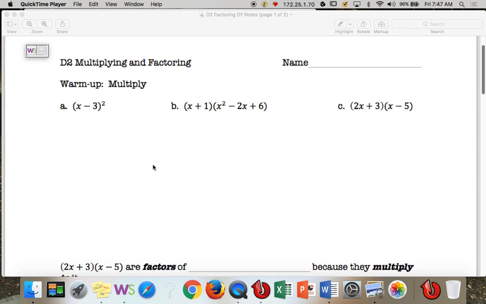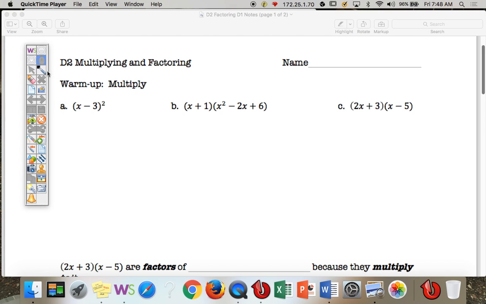Today we're going to review multiplying, and we're also going to go the opposite way, which is called factoring. So with our warm-up, let's look at 3 examples similar to the ones that we did yesterday. The first one is (x - 3) squared. Now remember to multiply this out.